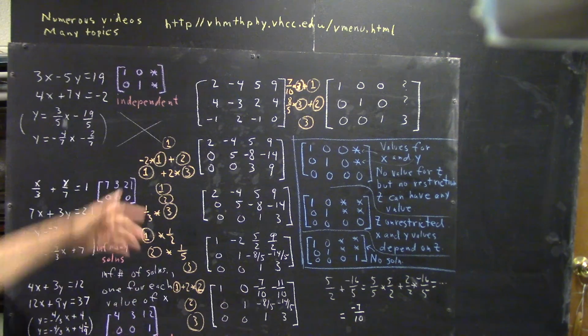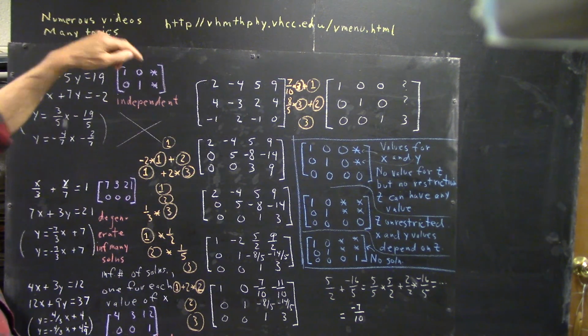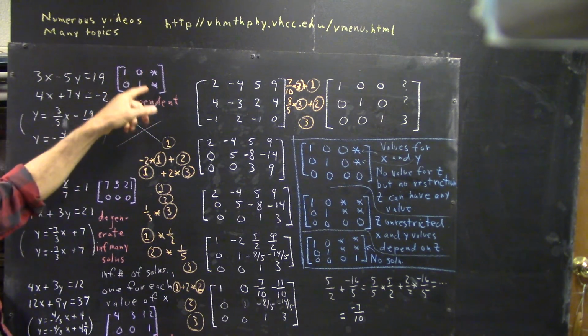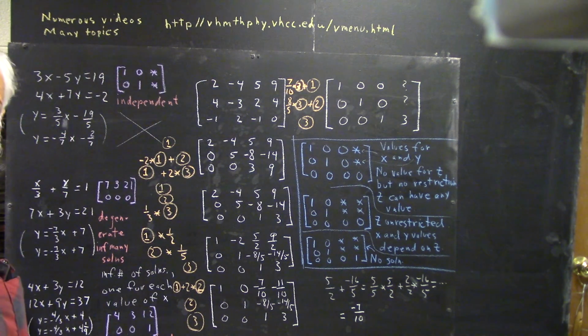Okay, and a couple videos ago I didn't mention what these asterisks meant, but I really didn't refer to this matrix, but maybe if you were confused about that, this will clarify it.